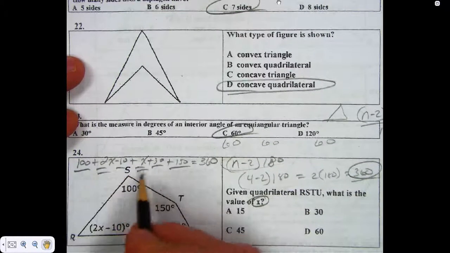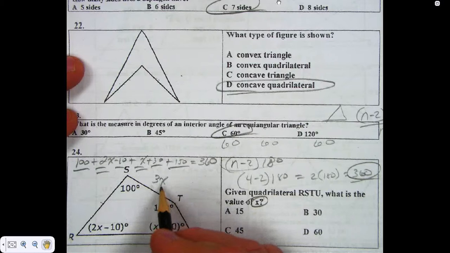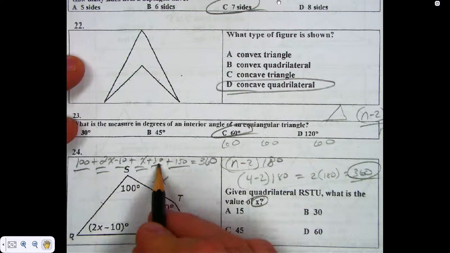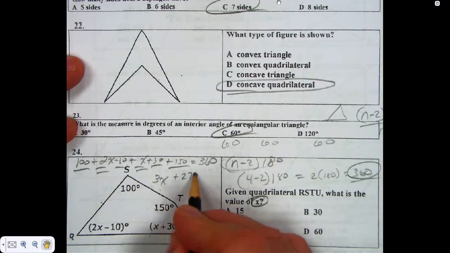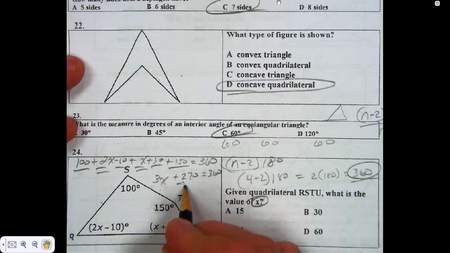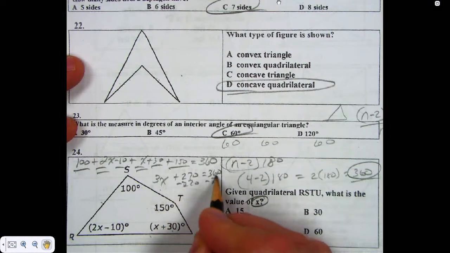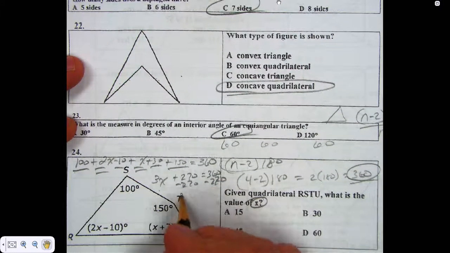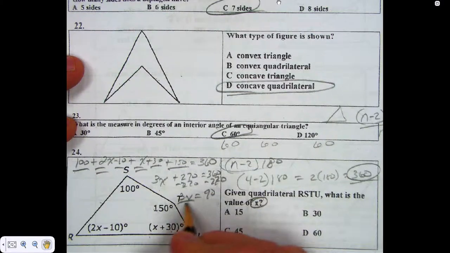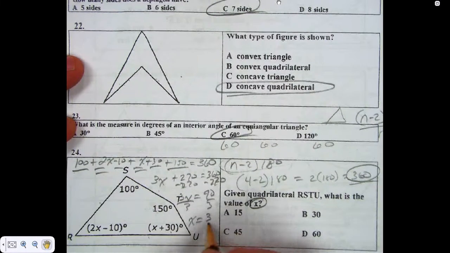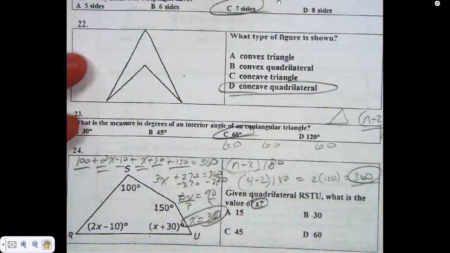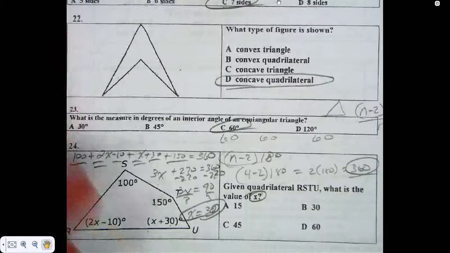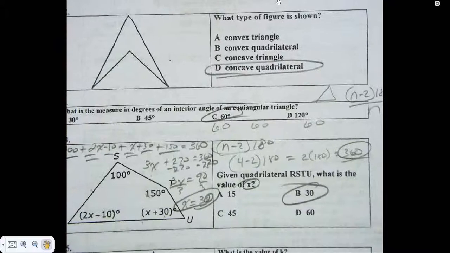Once you solve this, you get 3x plus 270 equals 360, so 3x equals 90. X is equal to 30. What did they ask me for? Did they ask for any of these angles? No. They asked for x. Answer's B. Isn't that nice? Questions there? We okay?